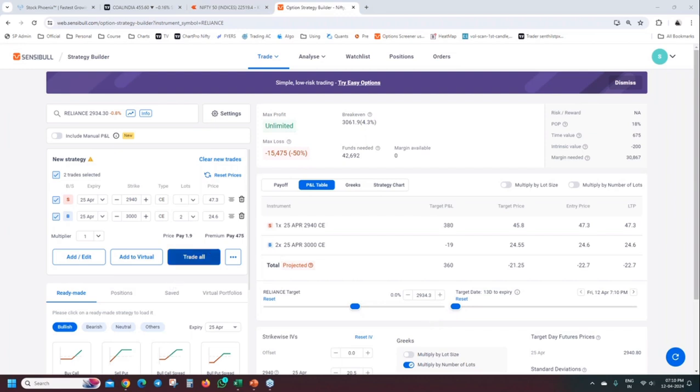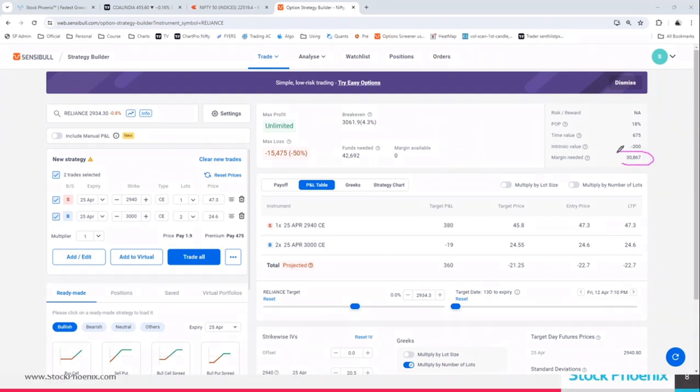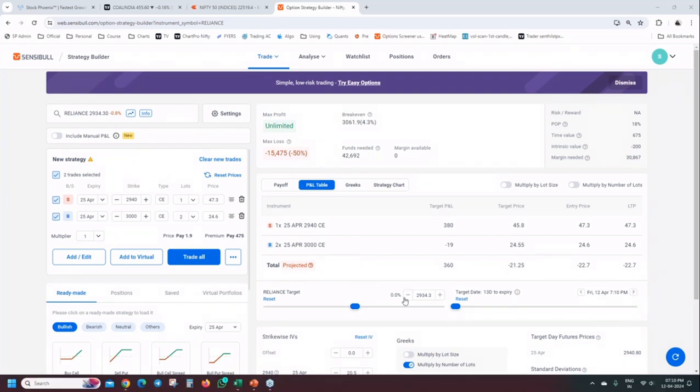Use any option tool. You can use Sensibull, completely free, and I don't use Opstra. Like that, many are there. You can use whichever you are comfortable with, or your regular platform. So now, if you see here, the capital required is 30,000 to 31,000 rupees. The maximum loss is 15,000, which means 50% maximum loss. So we will not wait till that much, because we will always be exiting the position with a predefined loss, which is 1.5%.